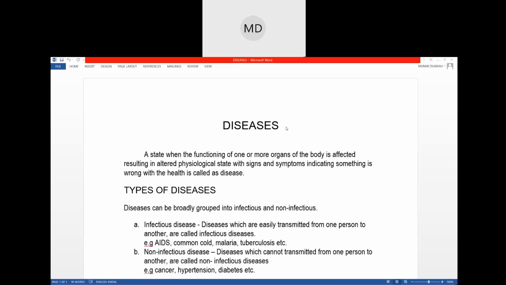Anyways, so infectious diseases are those diseases which spread from one person to another. These diseases are generally caused by some virus or bacteria. For the common cold, it is caused by rhinovirus. For AIDS, it is caused by the HIV virus.